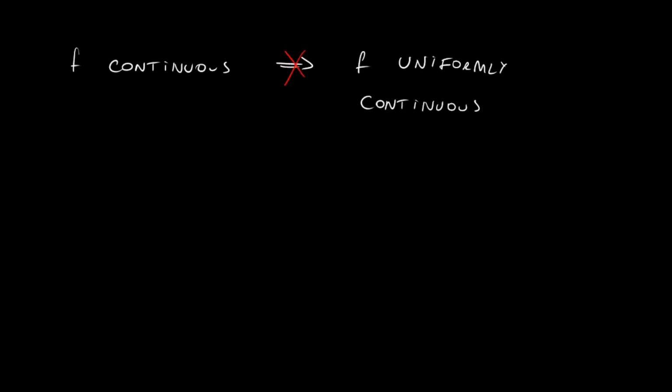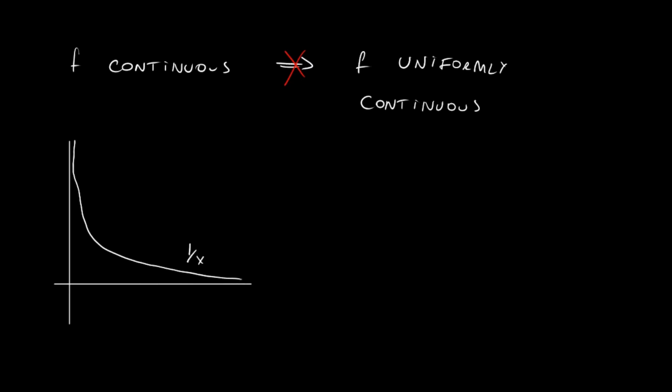So let's now try and see what this means graphically. 1 over x is something like this. This is just a sketch, so the drawing is awful, but it's enough for our needs. Let's say we take an epsilon here.